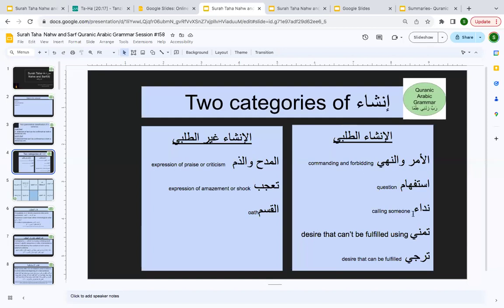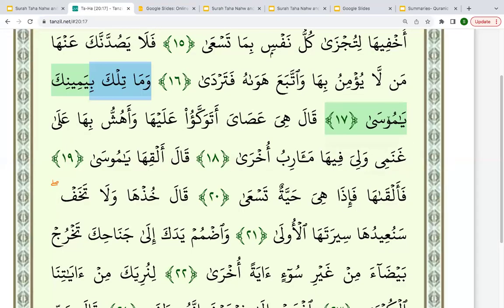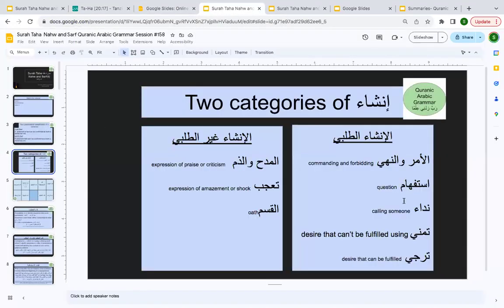When it is nida, when you are calling someone, what are you asking them to do? When you say, oh Fatima, pay attention, you are demanding their attention. So ya Musa, if I ask you, what is this sentence here, ya Musa, is it jumla inshaiya? Yes or no? It is inshaiya. Barakallahu feek.